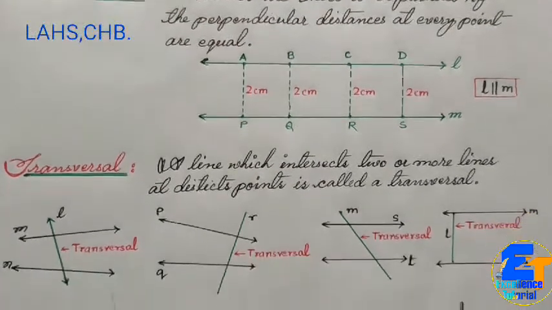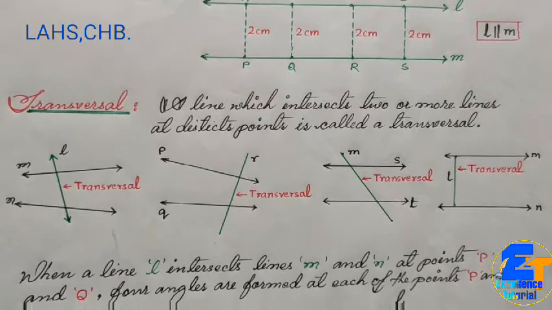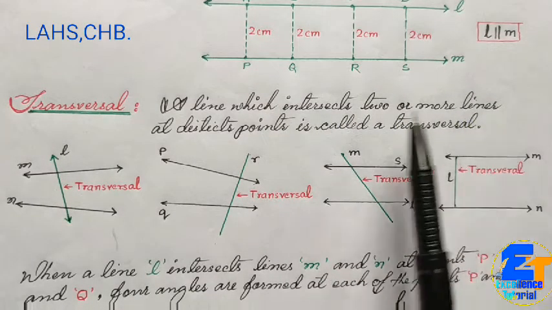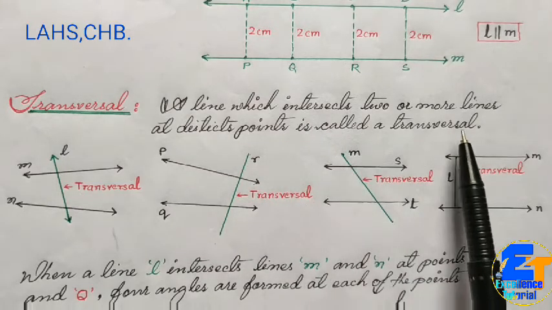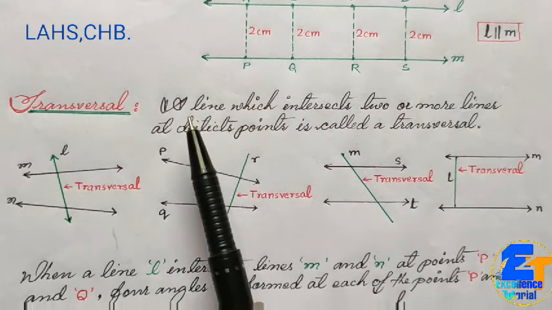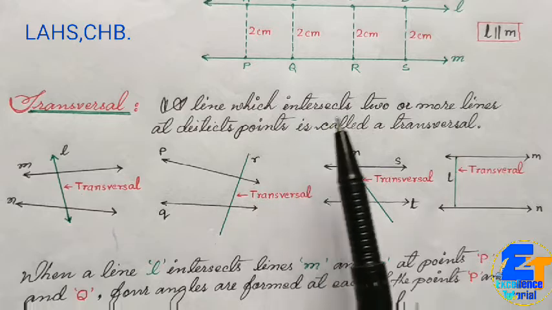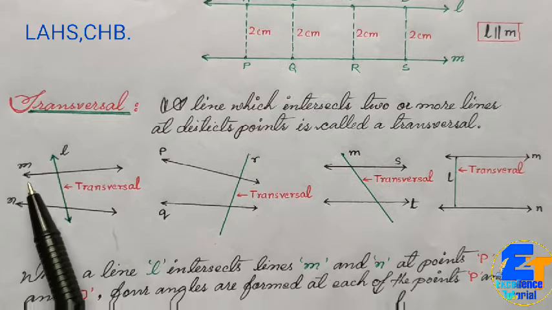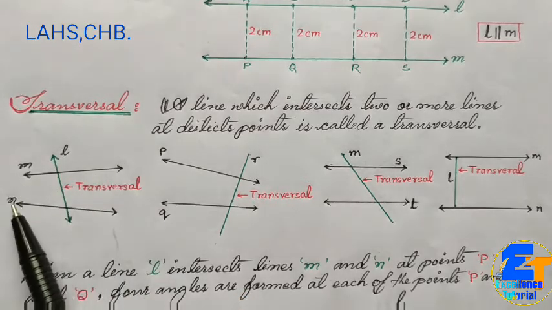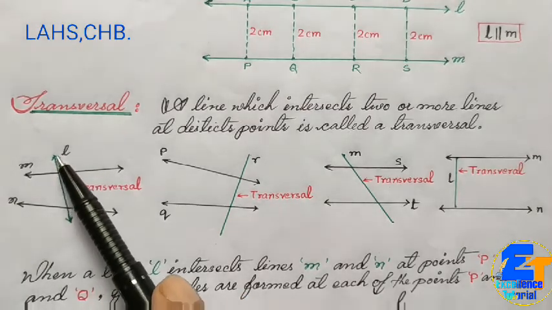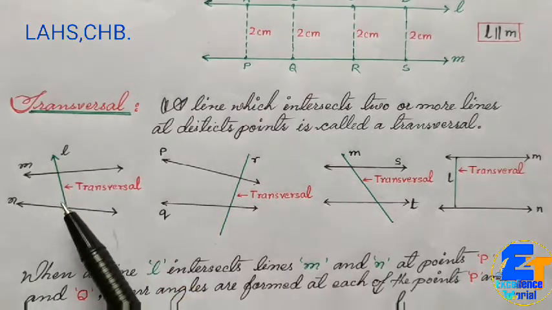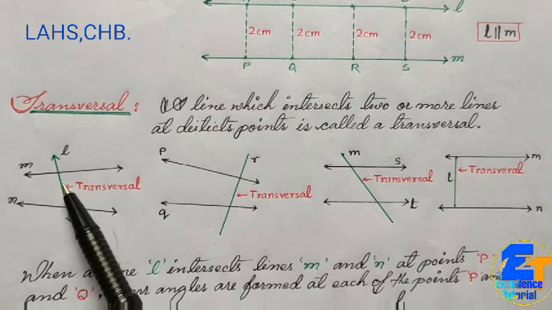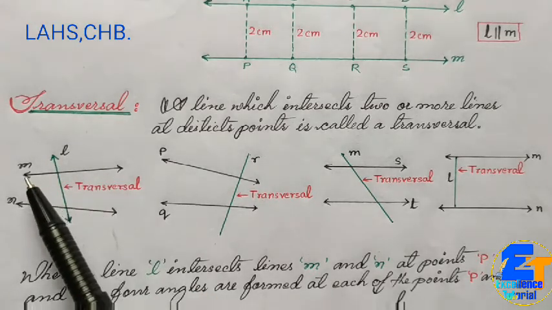Okay, next comes the transversal. What is a transversal? See, I have written the definition. A line which intersects two or more lines at distinct points is called a transversal. So when two lines are intersected by a third line at two distinct points, it is called a transversal. You can see in the first figure, line M and line N have been intersected by a third line L. So we can say line L is the transversal for this figure.